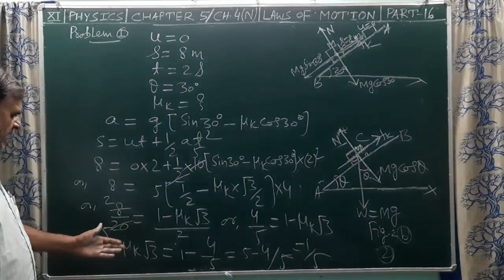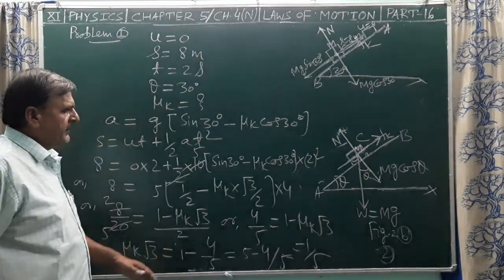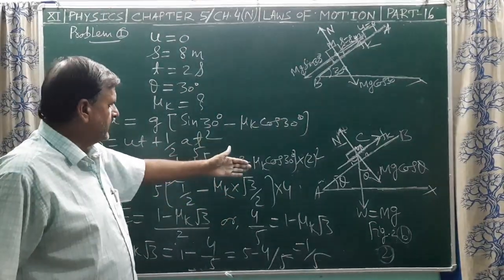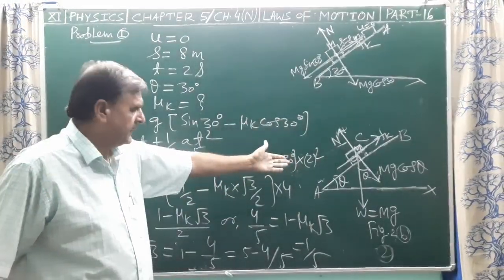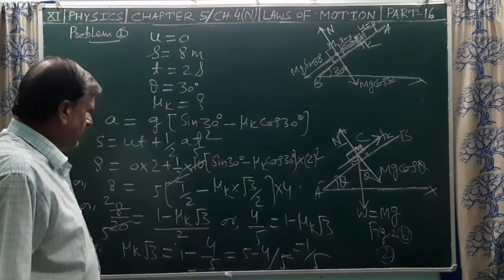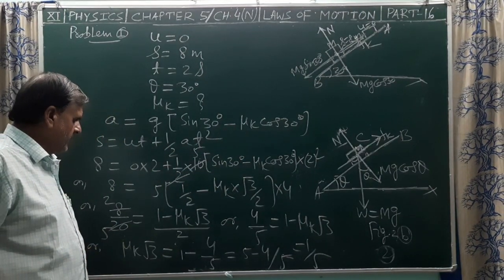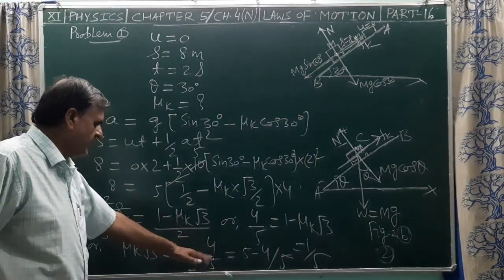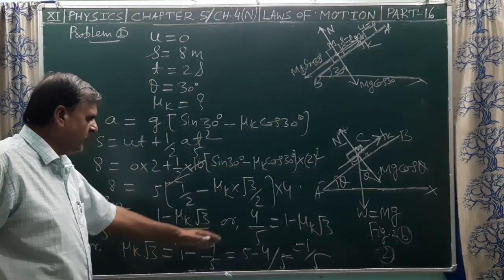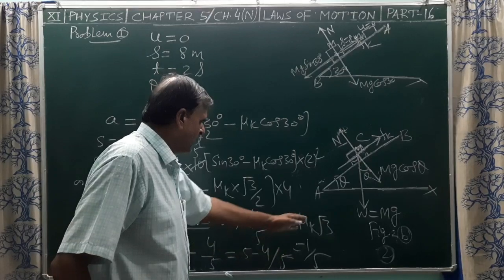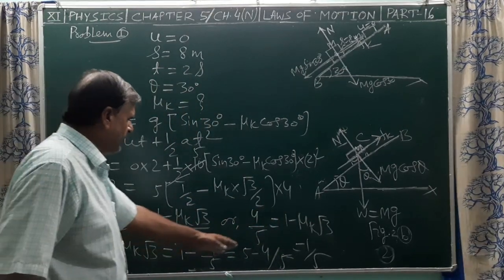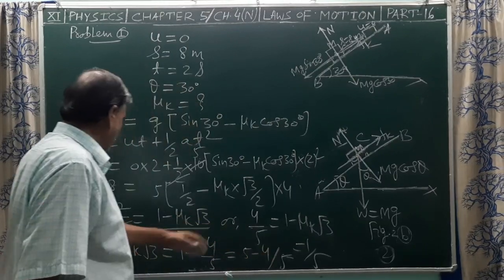Now, I have missed the term t square, that is t equal to 2 seconds squared, in that expression. So it is now, in place of 16 upon 5, we have to write 4 upon 5, and 1 minus 4 by 5. 4 by 5 is taken to the RHS and mu k root 3 to the LHS. So mu k root 3 is equal to 1 minus 4 by 5, that is LCM is 5 minus 4 upon 5, that is 1 by 5.